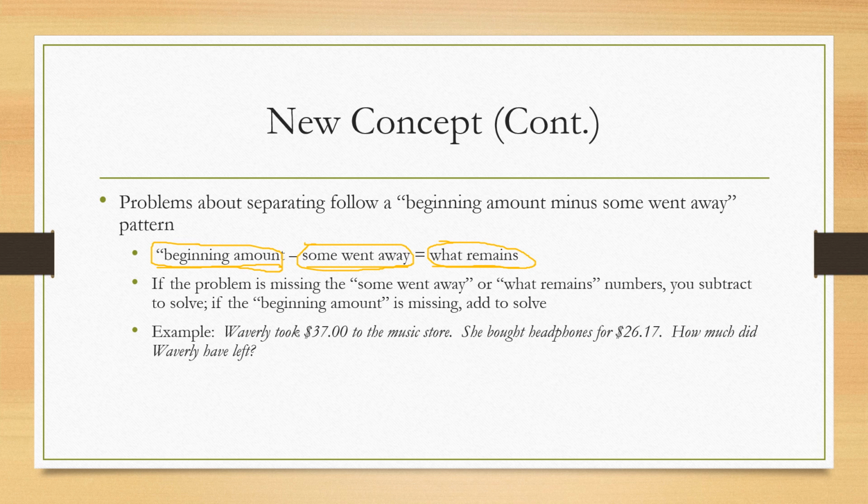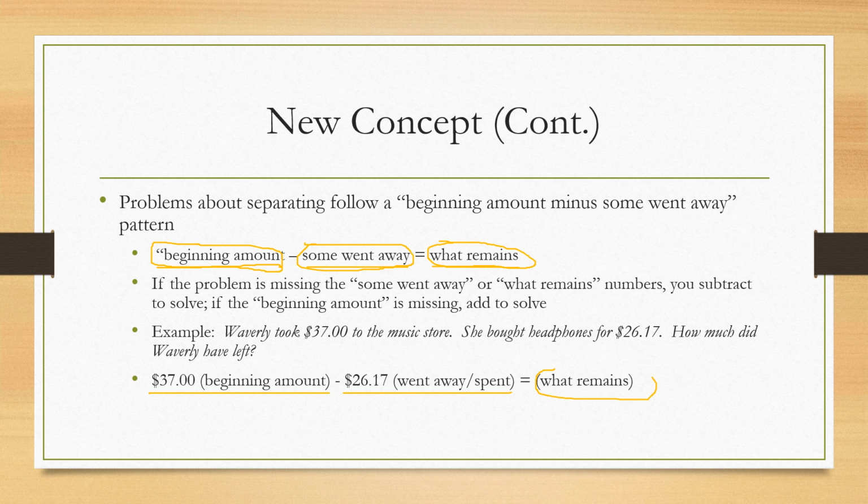Here's an example. Waverly took $37 to the music store. She bought headphones for $26.17. How much did Waverly have left? We put that into the pattern. Our beginning amount is $37. The amount spent is the amount that went away, $26.17. So what remains is what we're looking for. And if you look up here, if we're missing the what remains, we subtract. And we find out $10.83 is what's left.